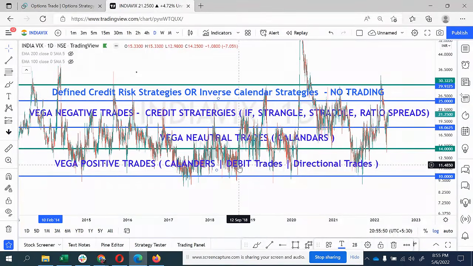Majority of the retailers, I would say 99% of the retailers, don't know what strategies to deploy at what VIX level. All the successful option sellers are called IV traders, volatility traders, or VIX traders, because they do not believe in fixed strategies, they deploy trades based on the VIX. They play with volatility, they play with VIX, they play with IV. All these three are correlated. I'm just trying to segregate it into IV, volatility, and VIX.